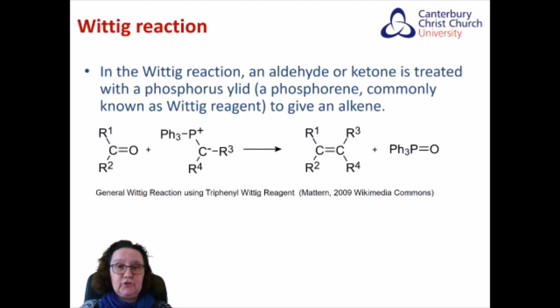In a Wittig reaction, you treat an aldehyde or a ketone with a phosphorus ylide. This reagent is commonly known as Wittig reagent, to produce an alkene.